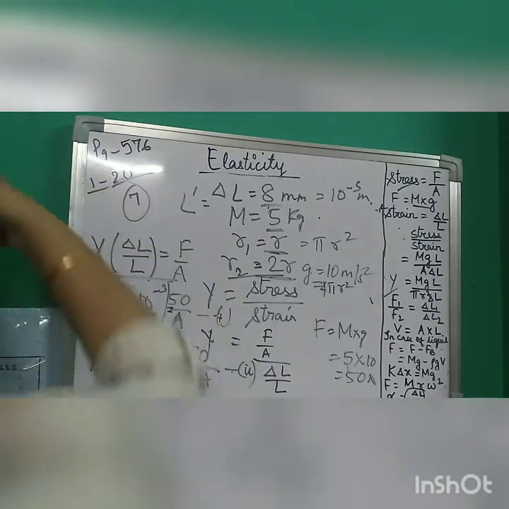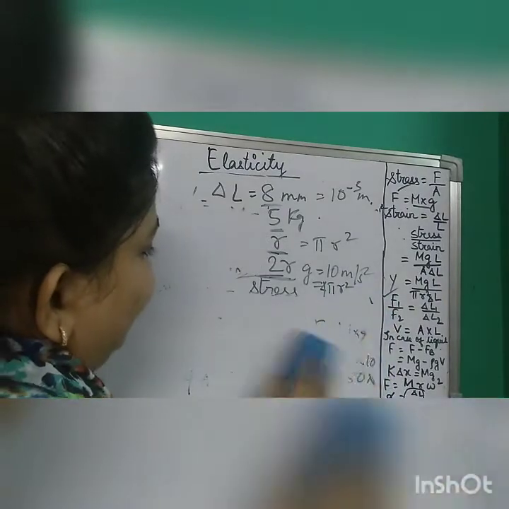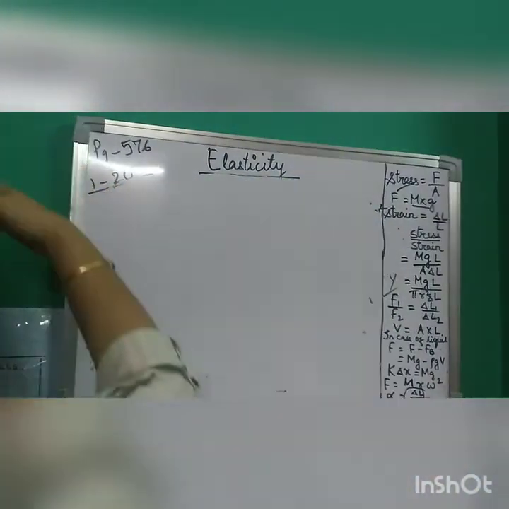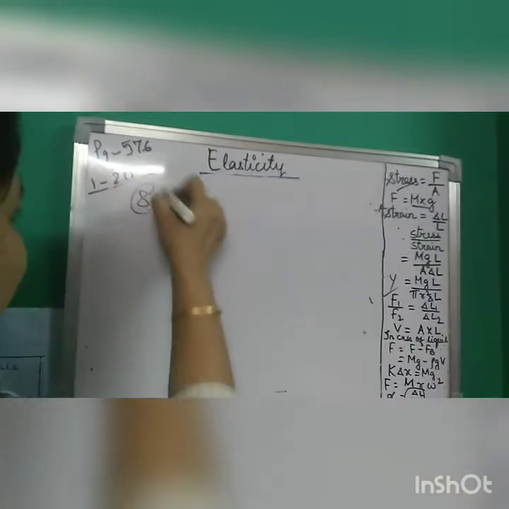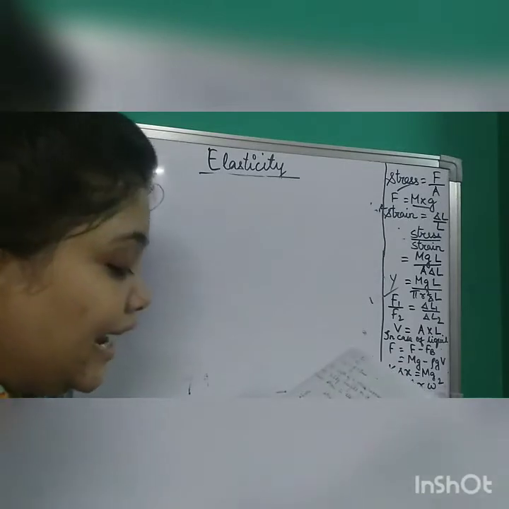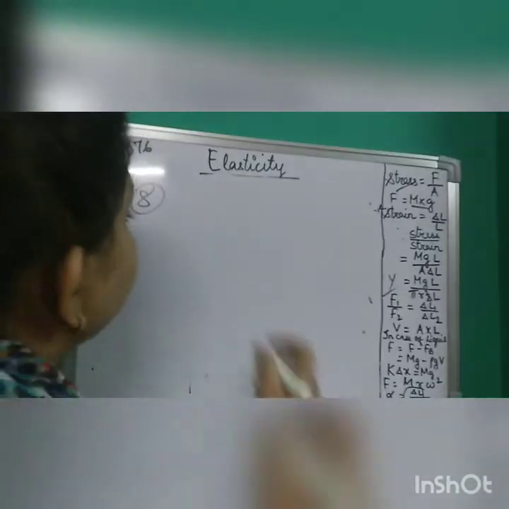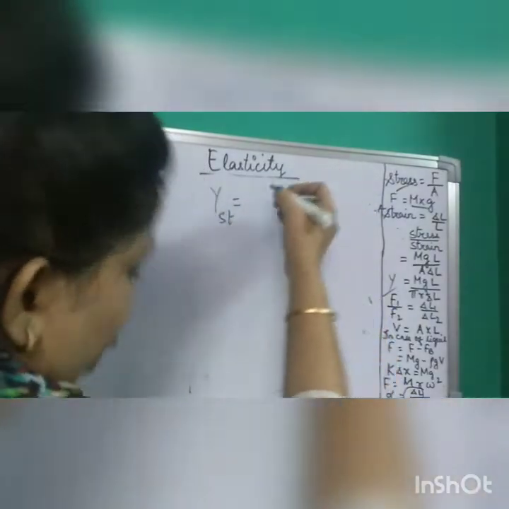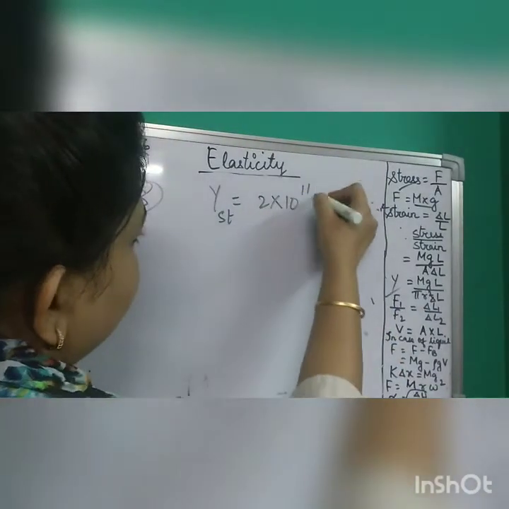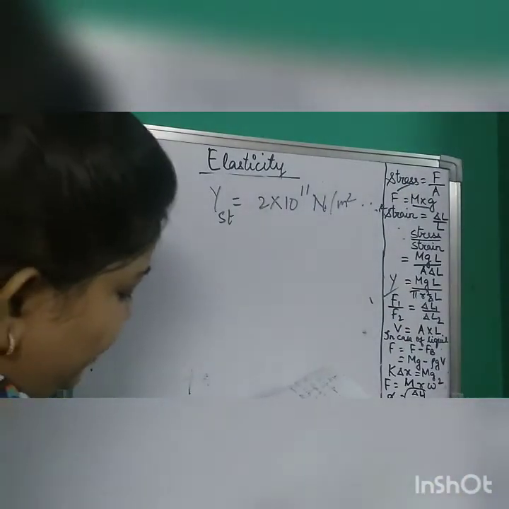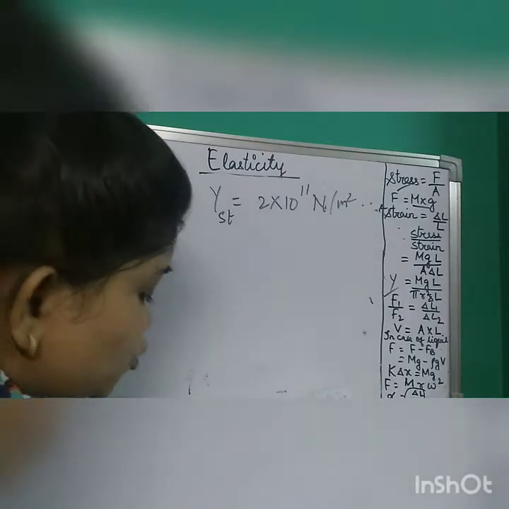Now let us go to the 8th sum. Let us see what the 8th sum tells us. Sum number 8 tells us that Young's modulus of steel is 2 into 10 to the power of 11 Newton per meter square. So Young's modulus of steel is 2 into 10 to the power of 11 Newton per meter square. Now, how much weight is suspended from a steel wire of length 2 meter? So length is given as 2 meter.